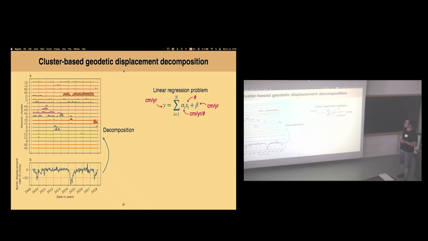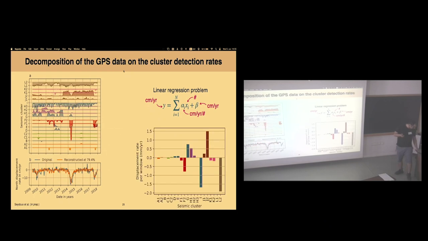And for this, we use a linear regression problem. So basically, we try to estimate a coefficient for each of these clusters, a coefficient that can reconstruct the data. And if we apply linear regression to this data, with these seismic clusters we could reconstruct 95% of the GPS data.